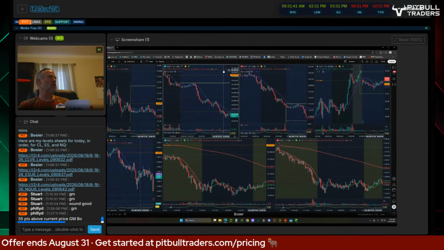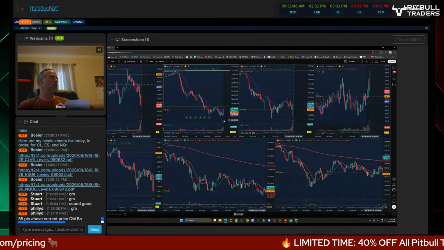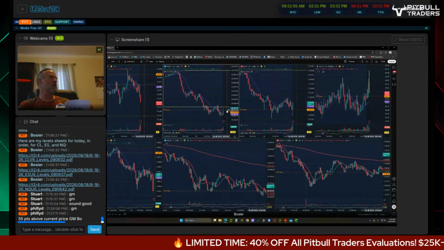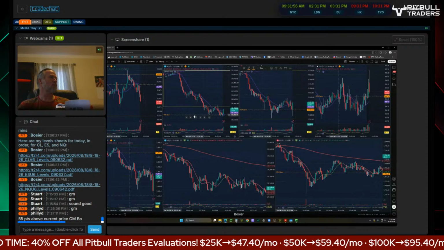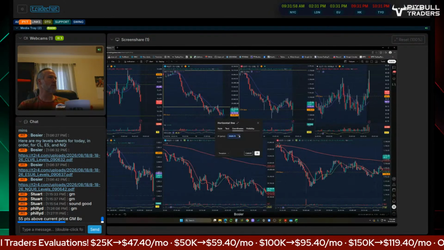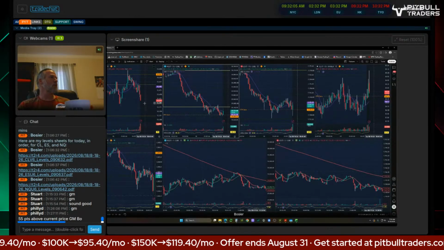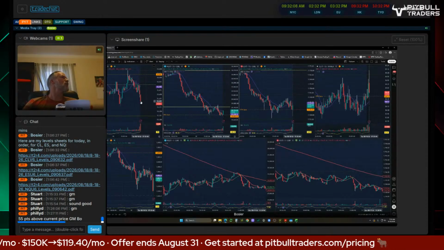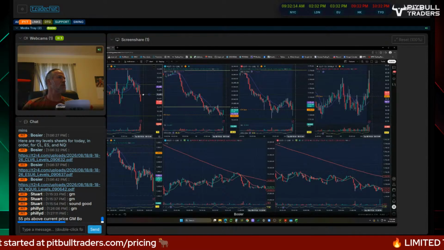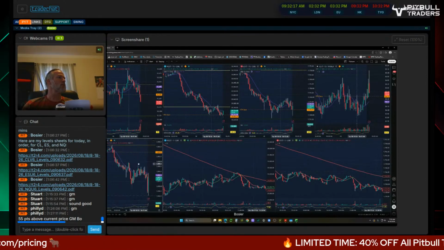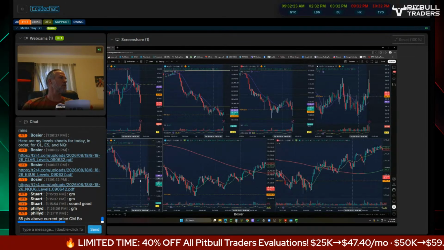On the NQ, 29,690.25. Harder to get that one perfect. There it is. YM opening 53, looks like 449. And Russell opened 30.48, 30.